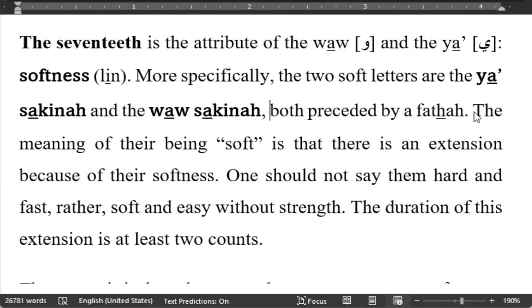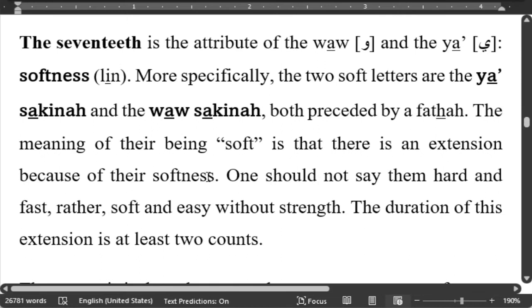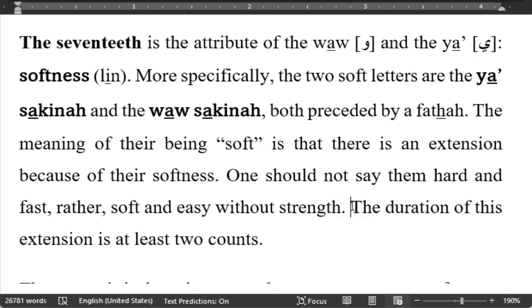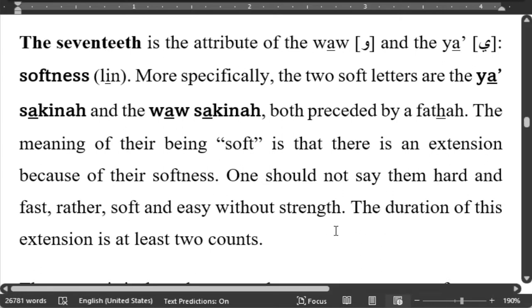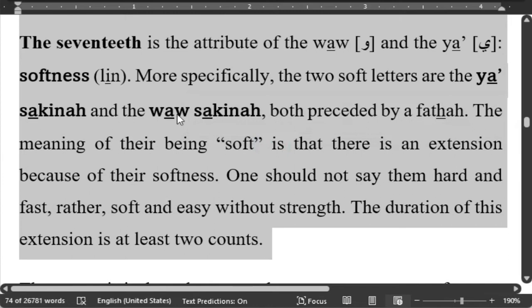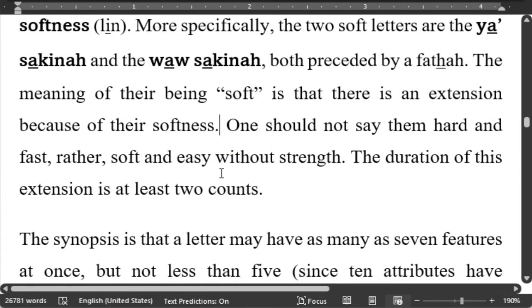The meaning of their being soft is that there is an extension because of their softness. One should not say them hard and fast, rather soft and easy without strength. So you don't say Quraysh, li'ilafi Quraysh. You don't say khawf, min khawf. No, soft and easy. Min khawf, Quraysh. The duration of this extension is at least 2 counts. And when we get to the rules of extension, then we'll see this with examples, inshallah ta'ala.